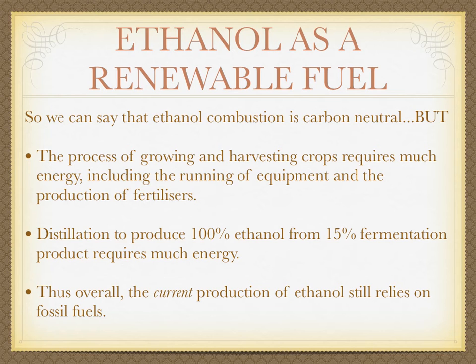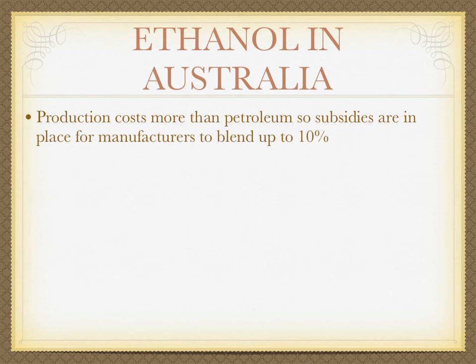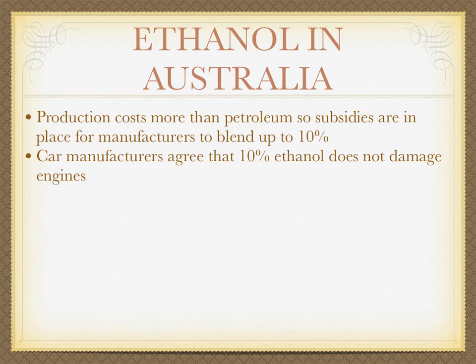So overall, the current production of ethanol still relies on fossil fuels, because those 2 energy inputs for crop cultivation and distillation are coming from the power grid, which is driven by fossil fuels. Well, ethanol in Australia at the moment, if you have a look, the production costs way more for ethanol than petroleum, so we're currently using blends. And car manufacturers agree at the moment that a 10% ethanol mix does not damage car engines.